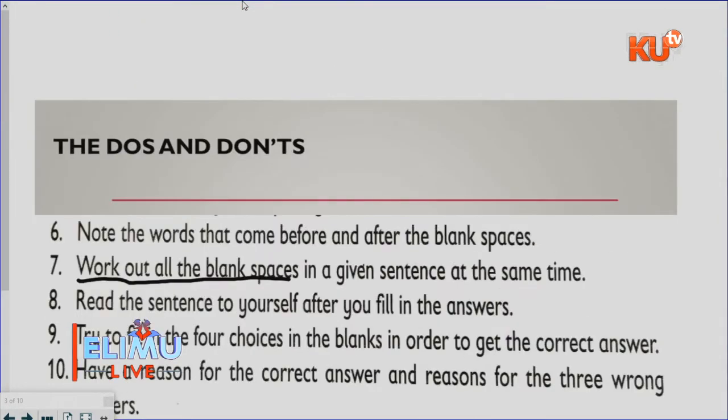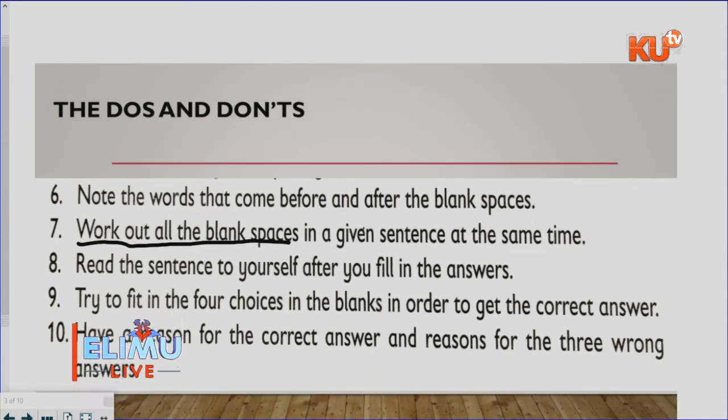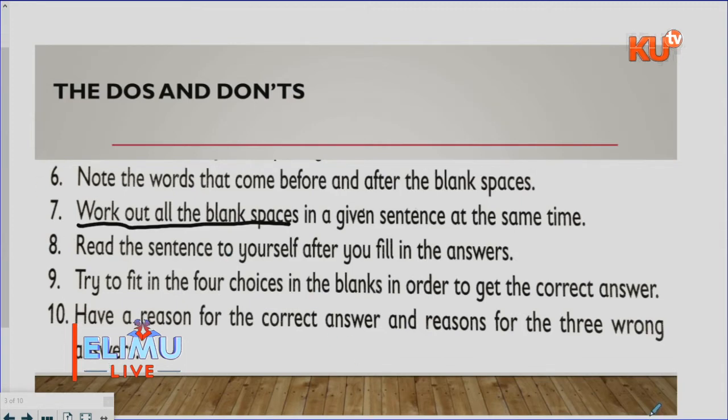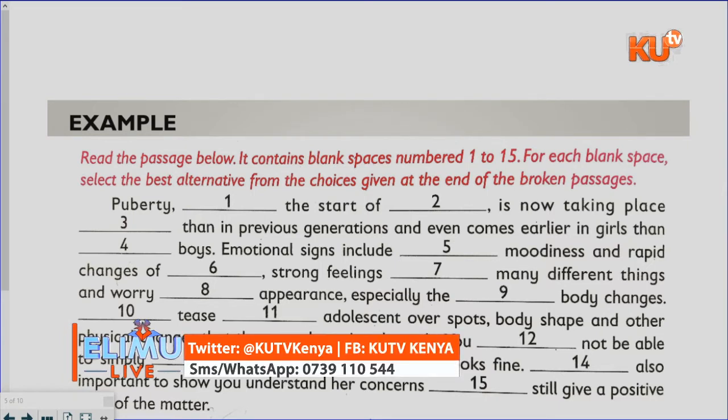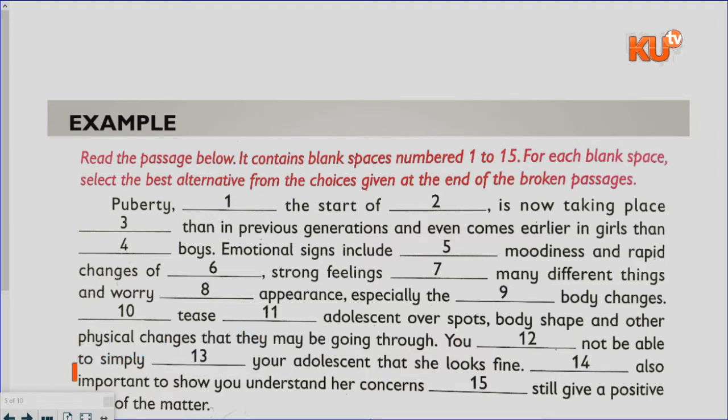So I take you back. Work out all the blank spaces in a given sentence at the same time. Read the sentence to yourself after you fill in the answers. A very important one. So what does that mean? After you have filled your answer, and I take you to my example, puberty, then we settle on or: puberty or the start of adolescence is now taking place. You have to read it after you have filled. Why are you reading it? To check whether it makes sense and it is correct.